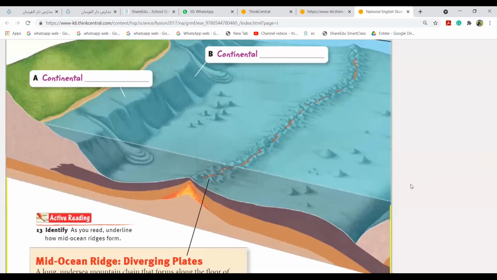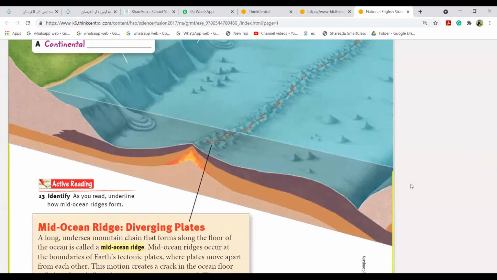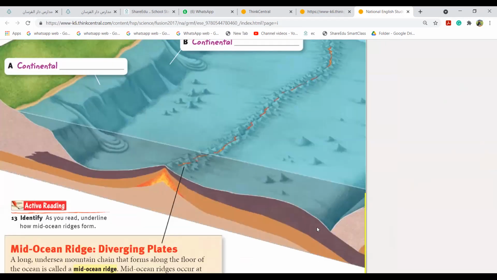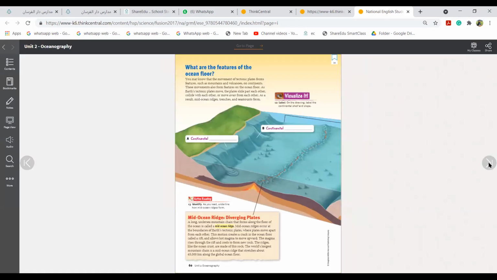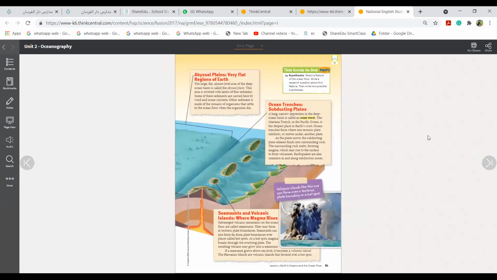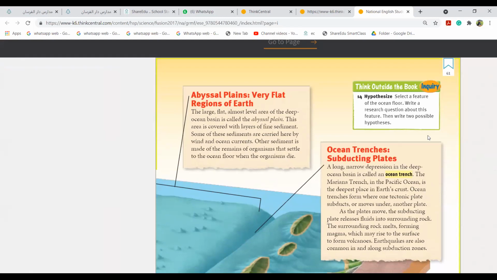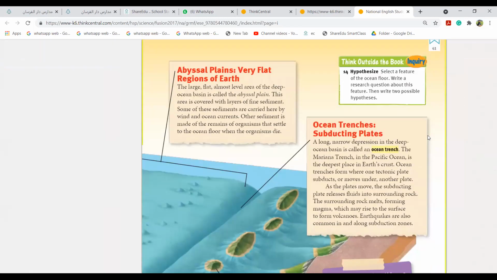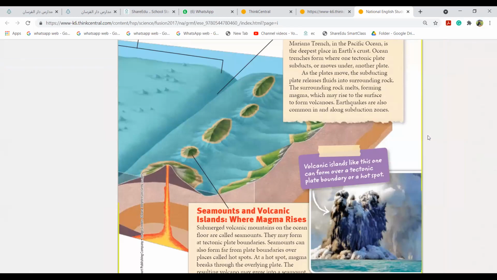And when describing the features of the ocean floor, we spoke about the mid-ocean ridge that I showed you, how you have something like a mountain in between. And finally, today we are talking about abyssal plains, very flat regions of Earth, ocean trenches, what are these? And then seamounts and volcanic islands.